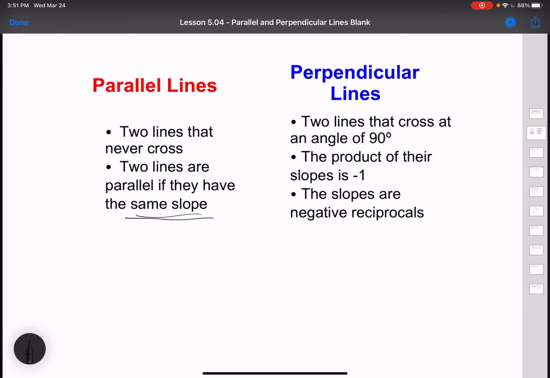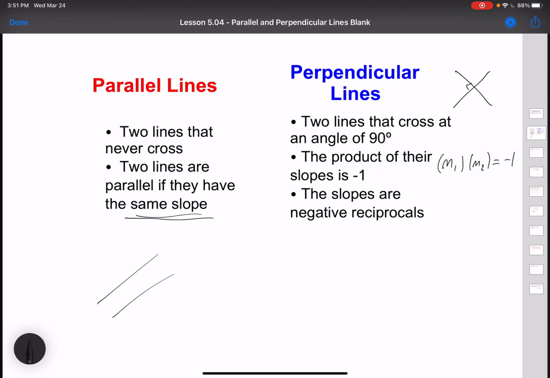What about perpendicular? Two lines are perpendicular if they cross at an angle of 90 degrees. So let's say you have one line like that, another line, those two are at a 90-degree angle, as compared to parallel where they're just straight lines beside each other. You could think of it as the product of their slopes is -1. So take your first slope and multiply it by your second slope. That should equal -1.